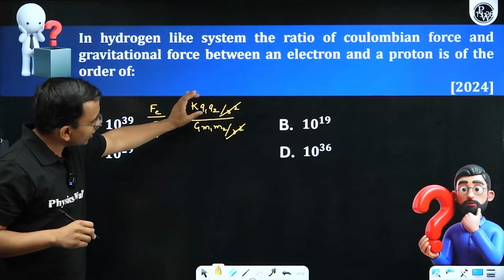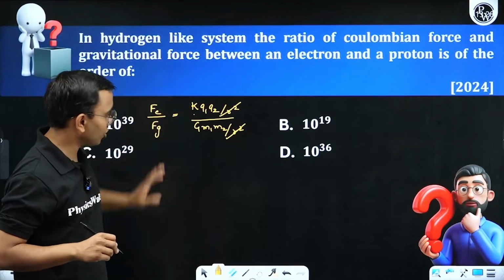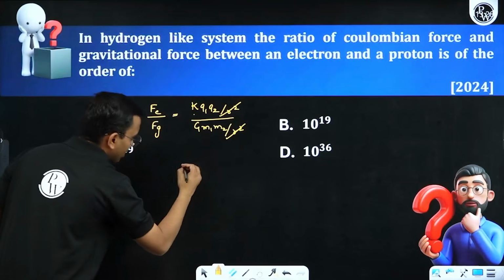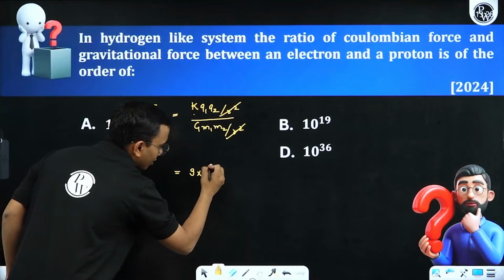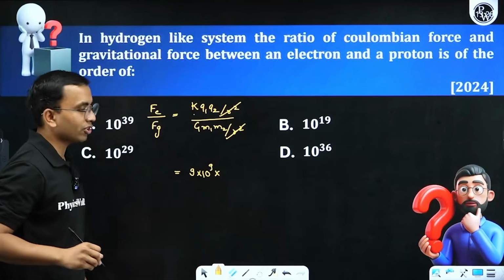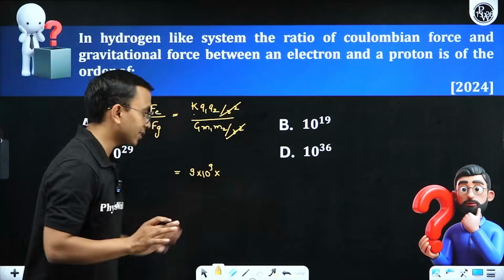Now we'll put the value of charges of electron and proton, put the value of masses and the K and G, and then we'll solve. Let us do this. What is K? K is 9 into 10 to the power 9. What is charge of electron and charge of proton? Magnitude is the same, 1.6 into 10 to the power minus 19.